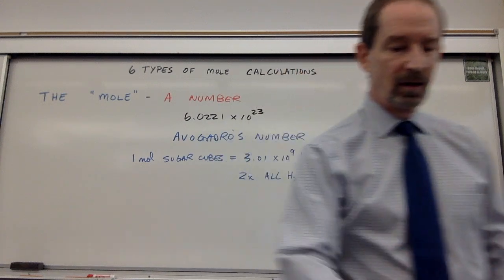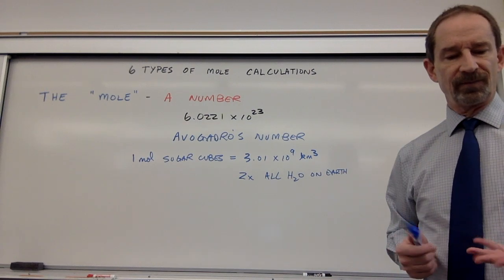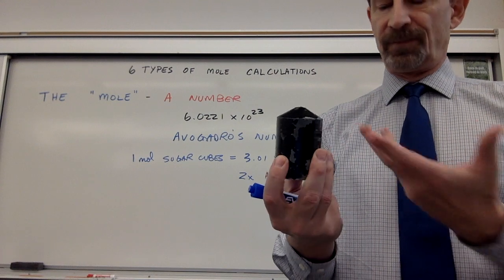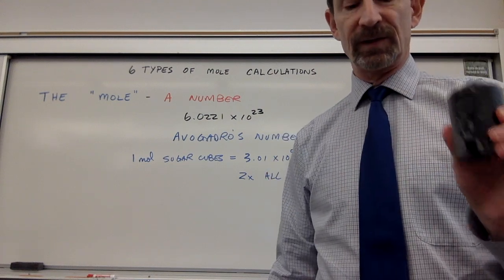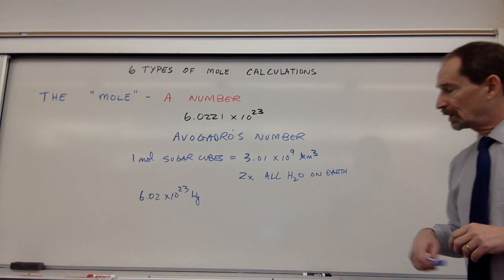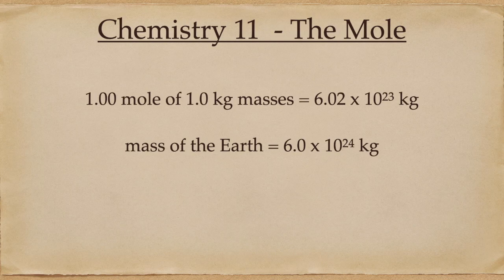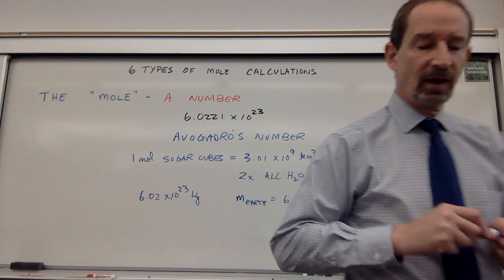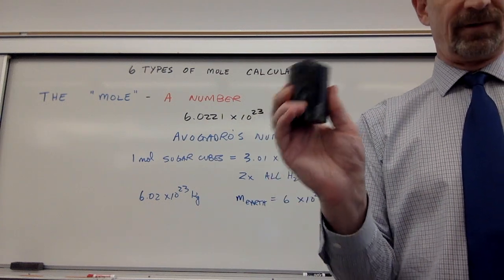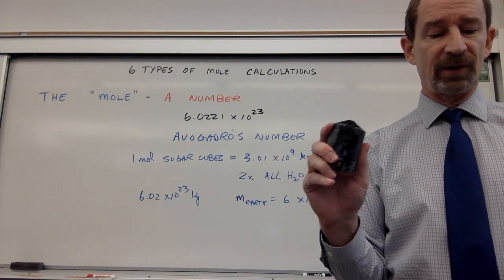If we had 1 mole of these. Okay, well, what about mass? If I take my 1 kilogram mass and say, okay, I want 1 mole of these masses, 1 mole of these masses would be 6.02 times 10 to the 23rd kilograms. So how does that compare to the Earth? Well, the mass of the Earth is 6 times 10 to the 24th kilograms. So 10 moles of this mass would be equivalent to the entire Earth. Well, that's because this is a fairly large object.